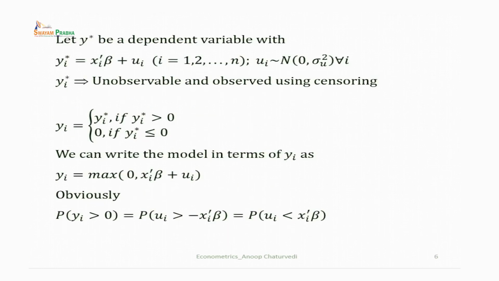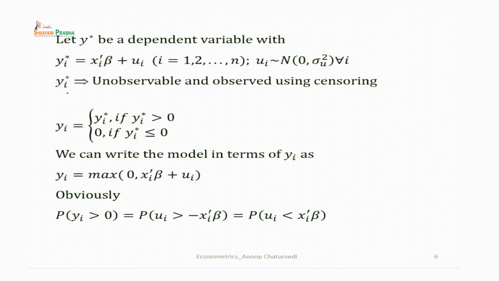And for yi star greater than 0, it is the usual linear regression model. In general, suppose you have k covariates, and yi star is a dependent variable with yi star equal to xi transpose beta plus ui for i equal to 1 to n. ui follows a normal distribution, normal 0, sigma square u, for all i. So, the uis are the usual disturbances.